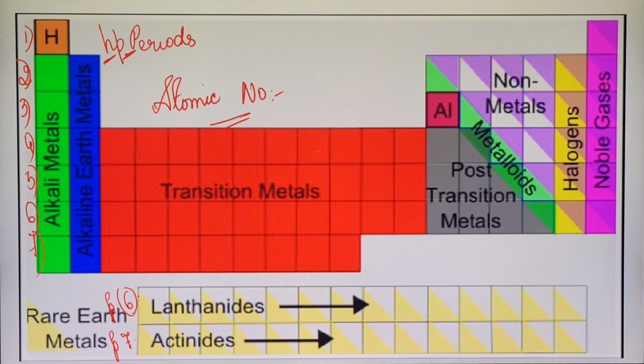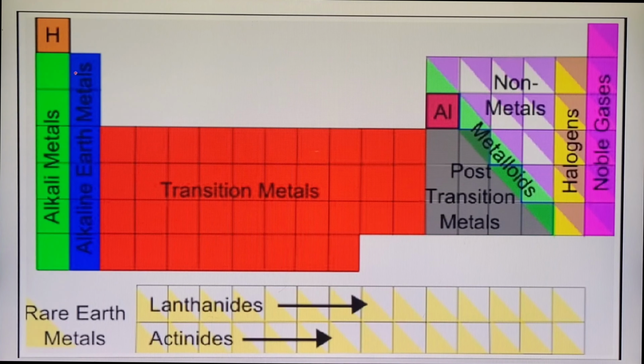Okay, so these have been placed separately outside the periodic table, because when they were placed inside the periodic table, they were distorting the shape of the periodic table. So they have been placed separately, but please do remember, lanthanides are a part of period 6 and actinides are a part of period 7.